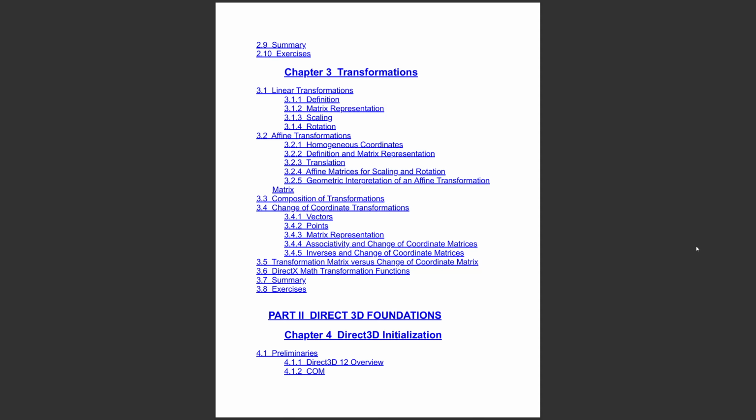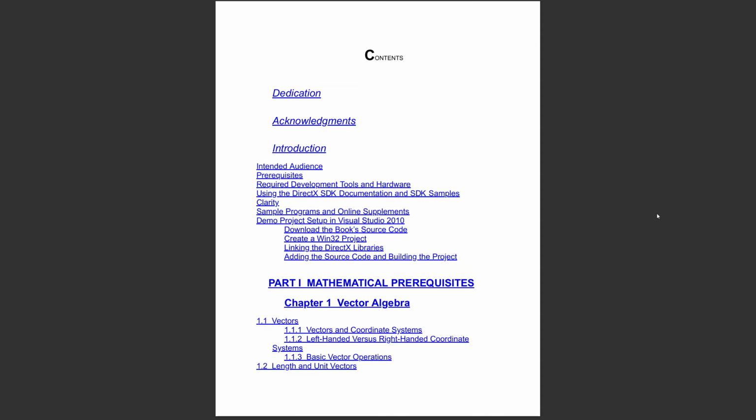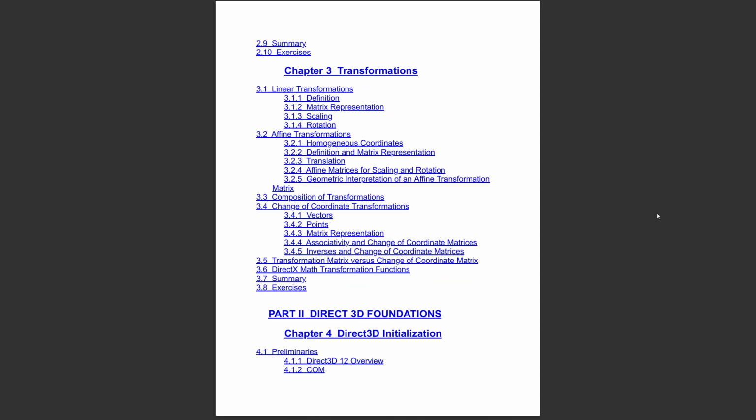And then we have the composition of transformations, the chains of coordinate transformations with vectors, points, and matrices. We have associativity and change of coordinate matrices, and inverses and change of coordinate matrices. And we finish off with the transformation matrix versus change of coordinate matrix, as well as, of course, the DirectX transformation functions available to us from the DirectX library, along with some summary and exercises. So, after we finish that part 1 on vector algebra, we'll be continuing on.